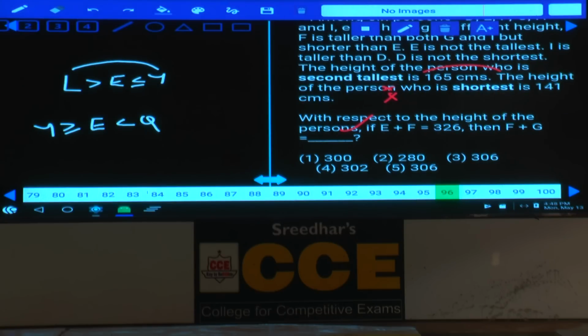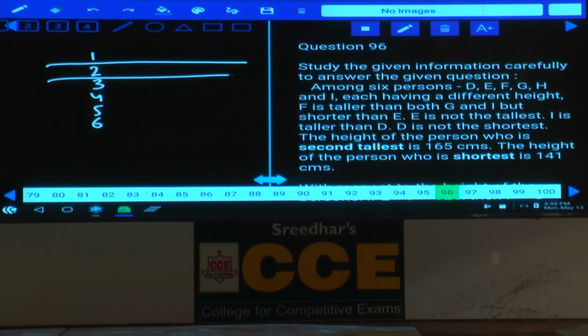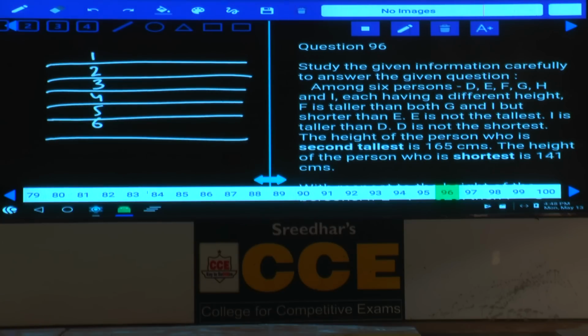Then 96 to 100, it is based on comparison among 6 persons. How many persons are there? There are 6. 1, 2, 3, 4, 5, 6. Now these 6 persons are being compared in their height.